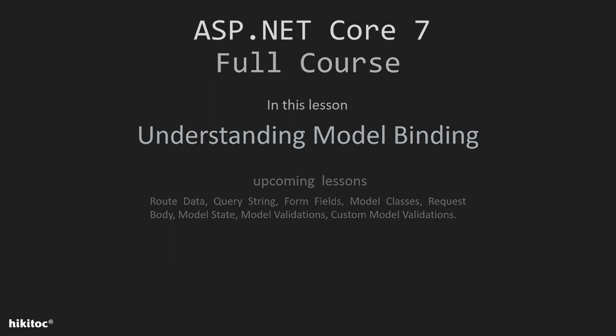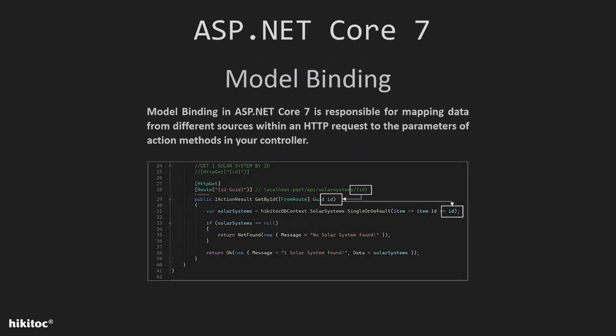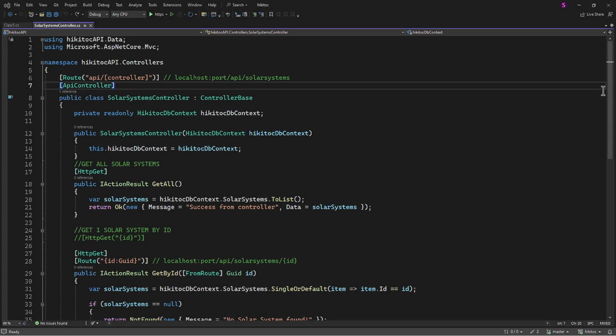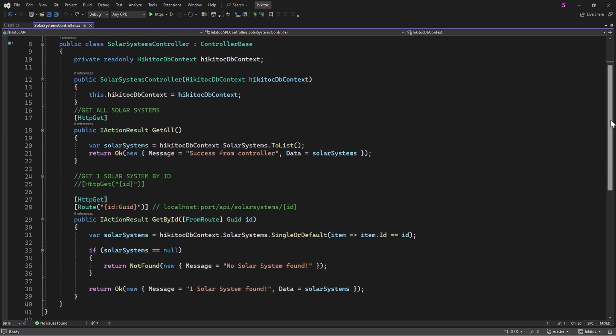model validations. Model binding in ASP.NET Core 7 is responsible for mapping data from different sources within an HTTP request to the parameters of action methods in your controller. Currently, in our project, model binding is represented using the fromRoute attribute. This attribute tells ASP.NET Core 7 to get the value of ID from the route data, or simply from the route string, from here, from this placeholder.